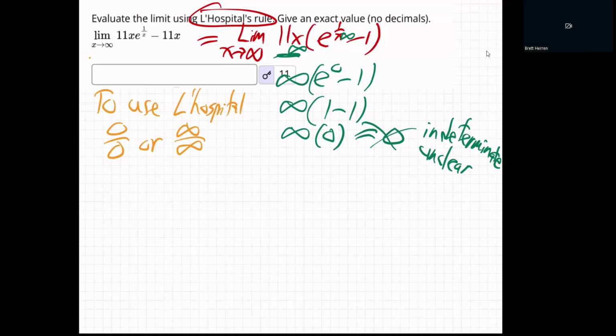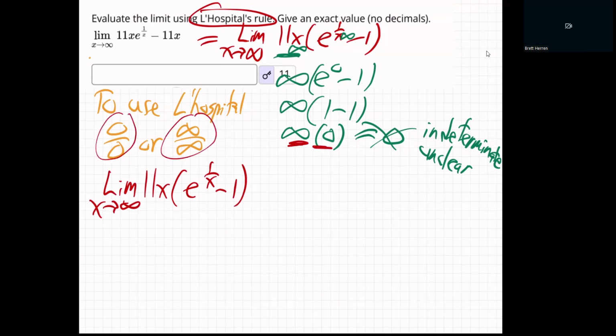So somehow we have to take this limit. Here's the trick that you've got to get used to in this L'Hôpital section. You've got to take this limit, which currently, 11x times e to the 1 over x minus 1, is coming out infinity times 0. That's not helpful. We've got to make it a fraction. To use L'Hôpital, you've got to make it a fraction. So how can I do that? Here's what we're going to do.